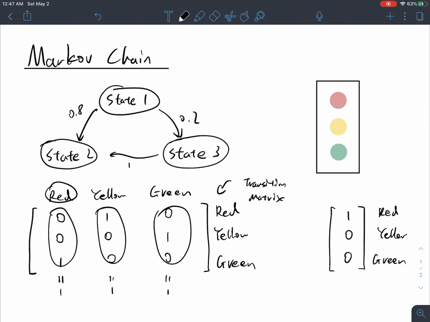The Markov chain has a wide variety of applications like machine learning and decision making, and one of them is Google page ranking.